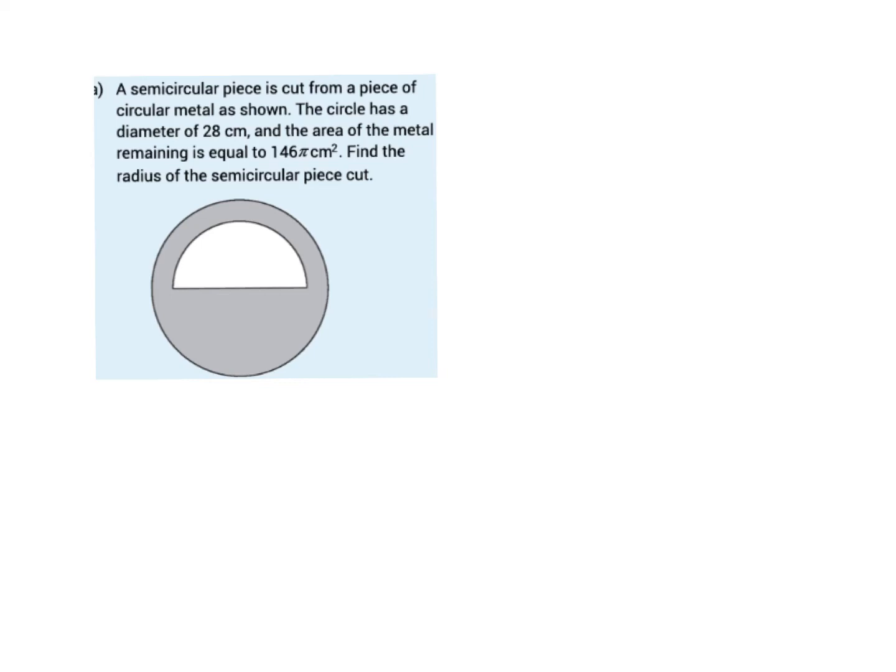Okay, homework questions. So remember, when we're approaching a question like this, always just highlight the information that you know. What we're told is the diameter of this circle is 28 centimeters. So I can immediately write down that the radius is going to be equal to half of that, which is 14 centimeters.